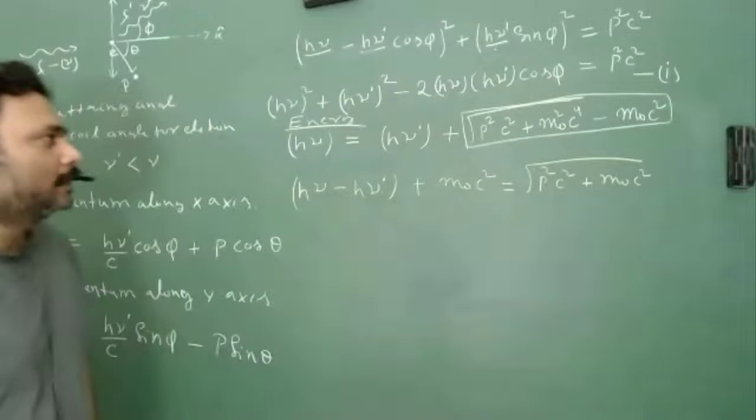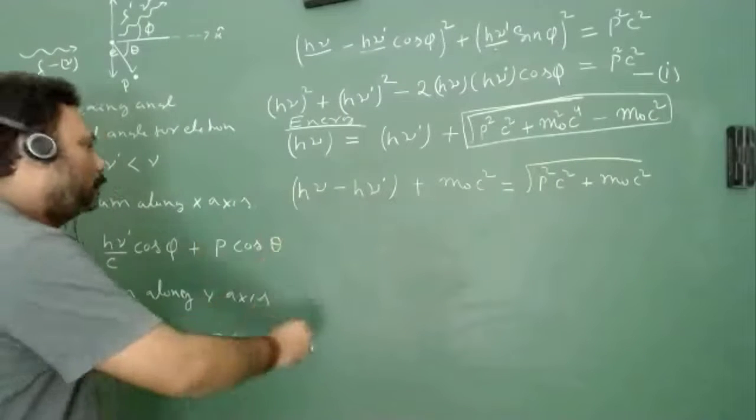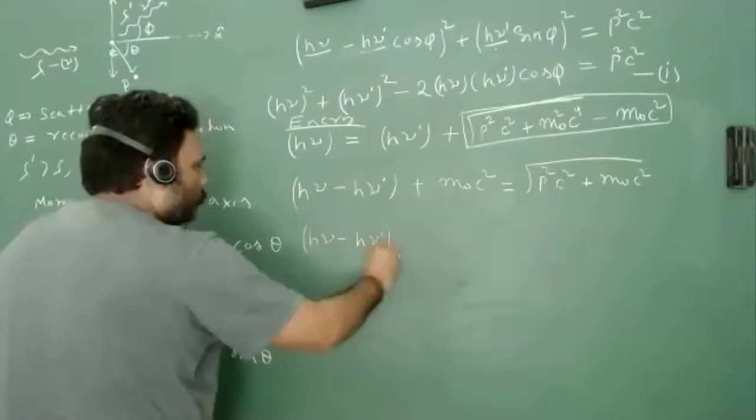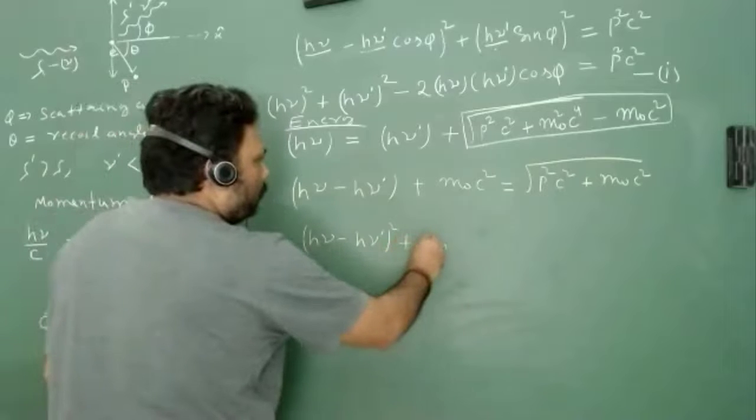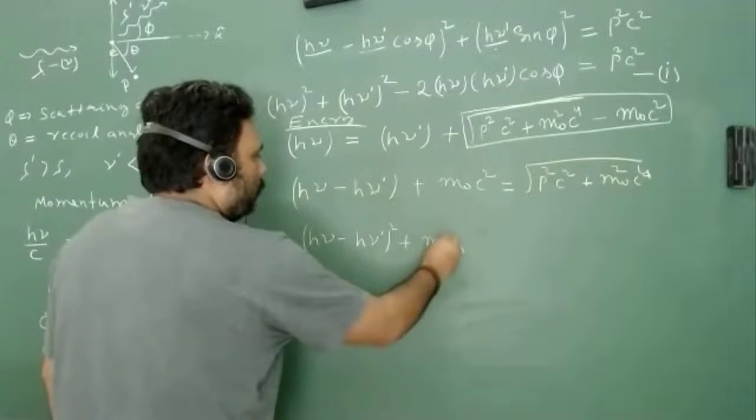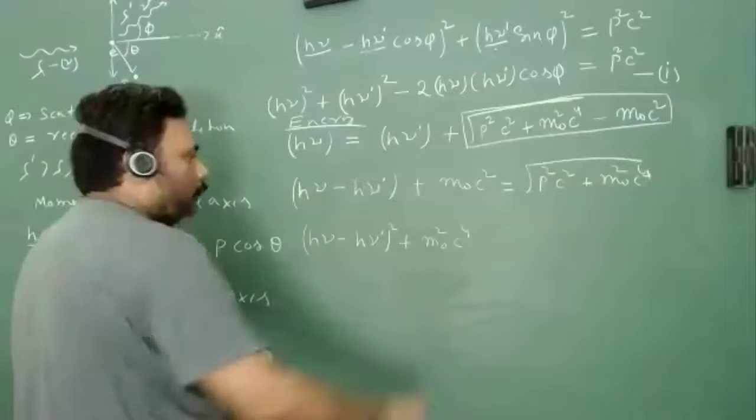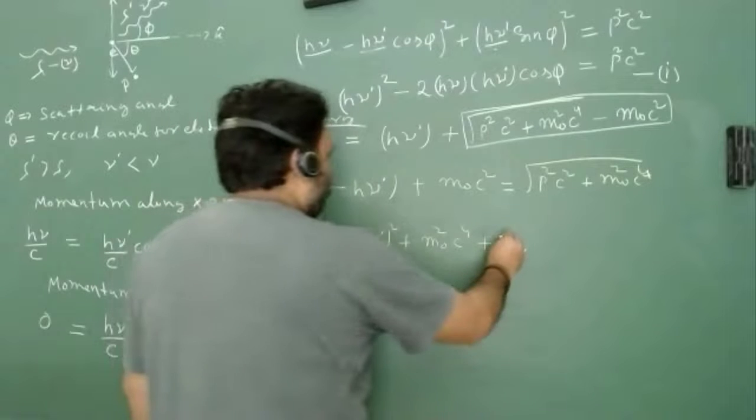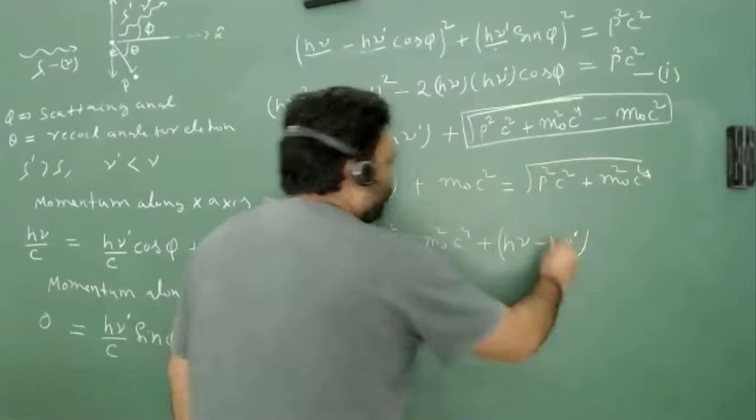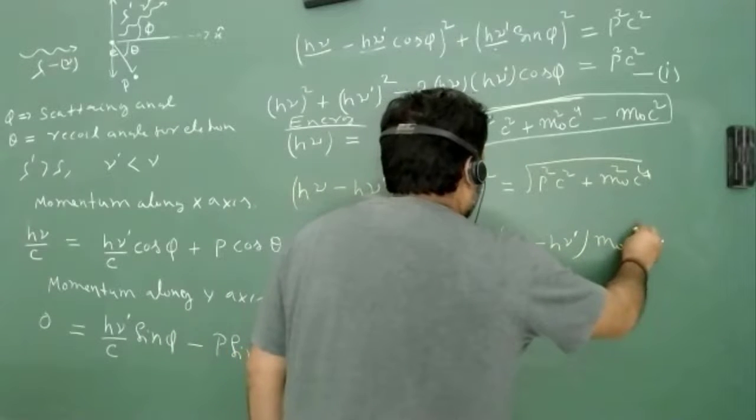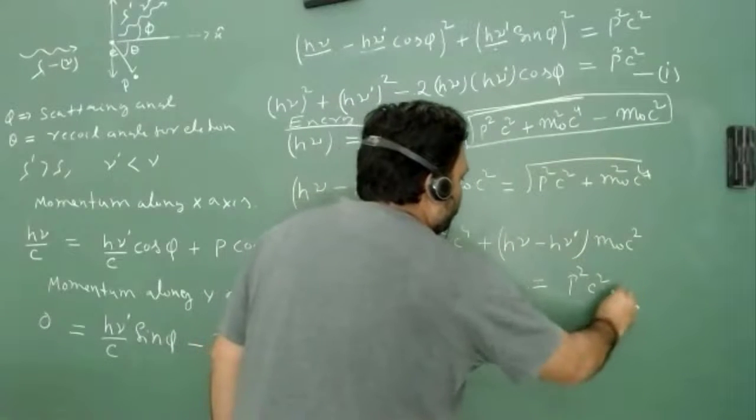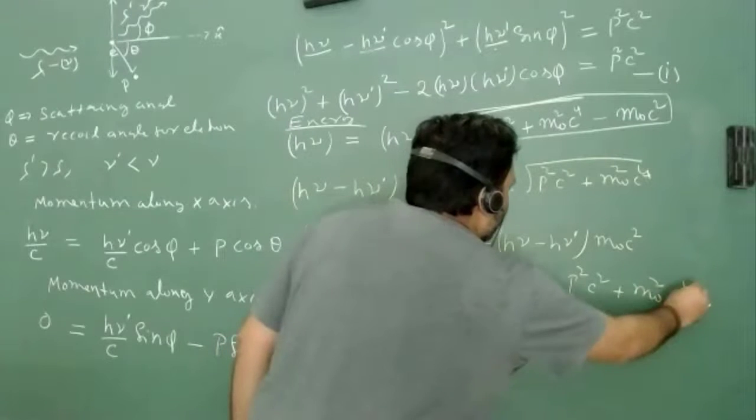So this will be plus. So now we will just do the whole square. What will happen? (h nu minus h nu dash) whole square plus m naught square c^4, plus we have 2 (h nu minus h nu dash) m naught c square, must be equal to p square c square plus m naught square c^4.